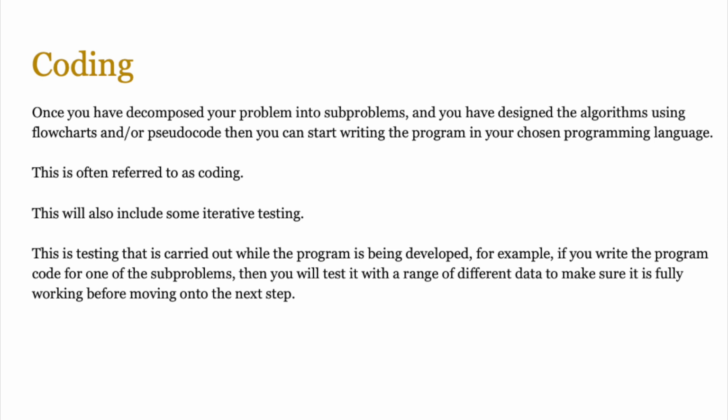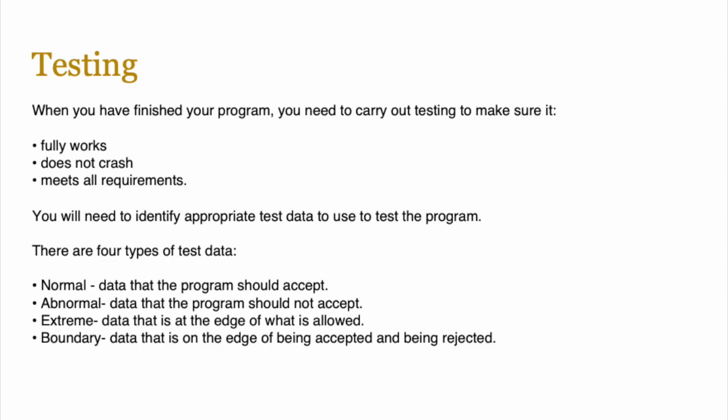Sometimes you have iterative testing because you check your code as you go along, you type it, there's an error, you fix it. And this testing is carried out while the program is being developed. So coding just isn't about programming, it's also about testing as you go along. Of course, there is a formal testing stage after the program is developed. So the testing we were doing during coding is just to make sure the program works basically, and then we formally test it. And this is when you have finished your program, you need to carry out testing to make sure it fully works, does not crash, and meets all the requirements that you planned in the analysis stage.